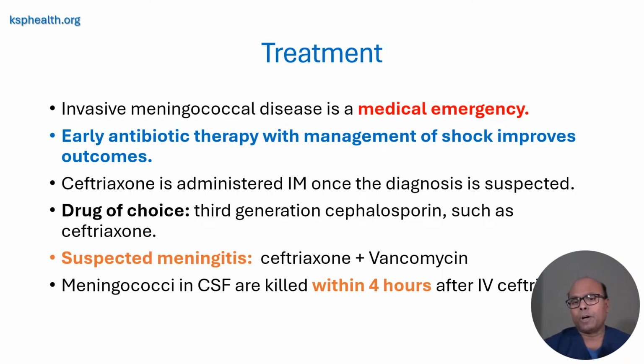Invasive meningococcal disease is a medical emergency. So early antibiotic therapy and early management of shock improve the outcomes. Ceftriaxone should be administered intramuscularly once the diagnosis is suspected. The drug of choice is a third generation cephalosporin such as ceftriaxone. When you suspect meningitis, ceftriaxone should be combined with vancomycin.